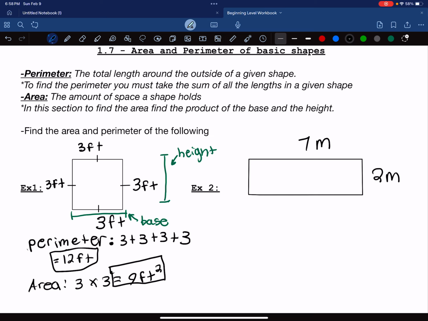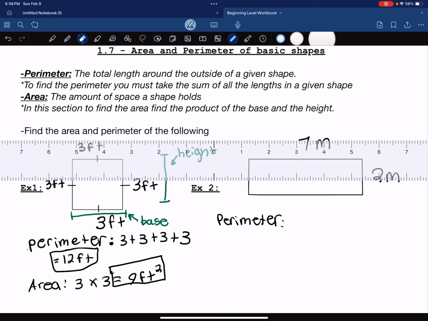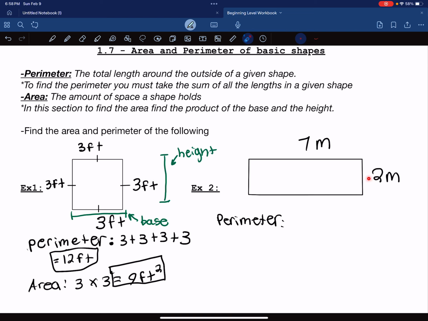Moving on to example 2, we have a rectangle. To find the perimeter of this rectangle, we are going to have to figure out what all the lengths are. And in this case, we aren't given all the side lengths, but with a rectangle, the opposite side is going to be the same length. So we can write 2 meters here. And then this 7 meters here, this bottom or the space here, is also equal to the 7 meters. So we can just rewrite that there.